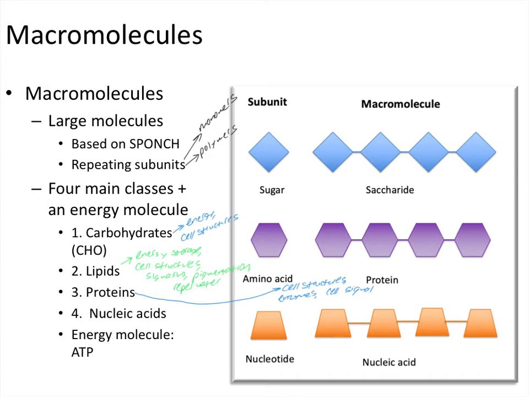Our last class is the nucleic acid. The individual monomers are nucleotides, and when we join them together, we get a nucleic acid. There are two types of nucleic acids: RNA and DNA. RNA stands for ribonucleic acid. DNA stands for deoxyribonucleic acid.